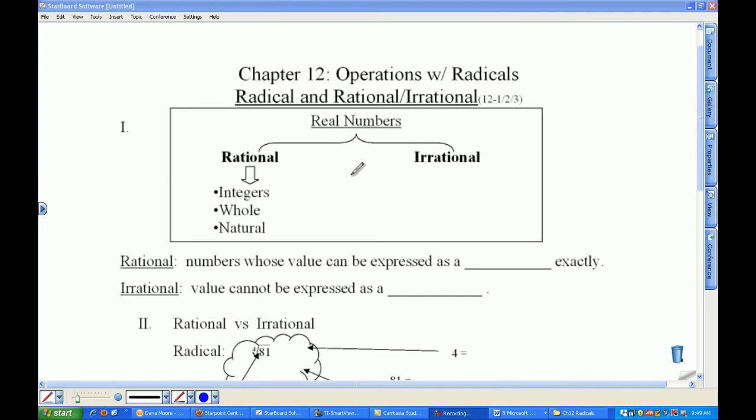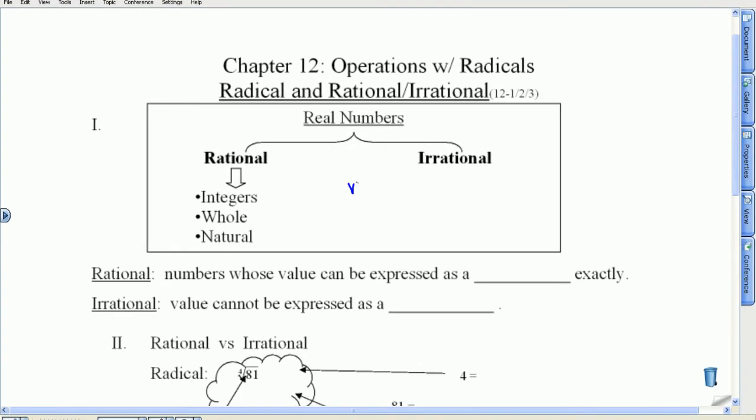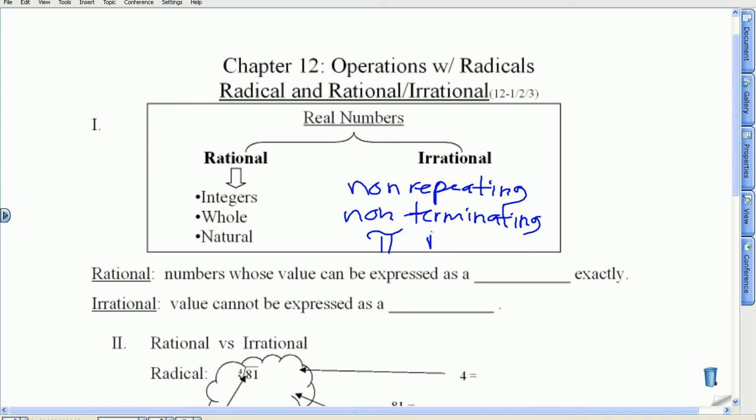Irrational numbers are your non-repeating, non-terminating decimals. And it includes things like pi, for example. All right. Well, if we're doing radicals, then why on earth would we be talking about irrational numbers? Well, radical 3 is an irrational number as well.